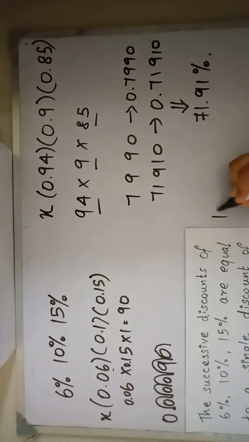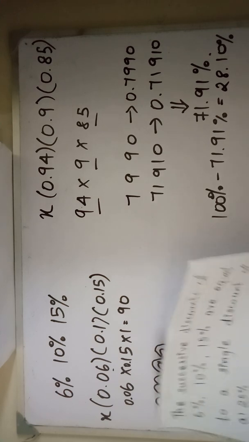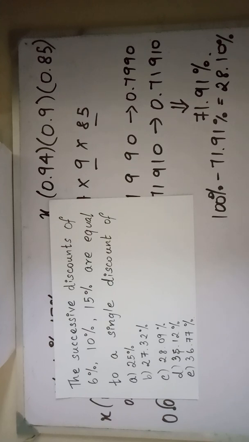To find the discount, we take 100% minus 71.91, which will give 28.10. Now the answer has 28.09, which is close to this. It's closer than any other value, and this slight difference is probably caused due to the manual calculation, but it's correct. So this is the answer.